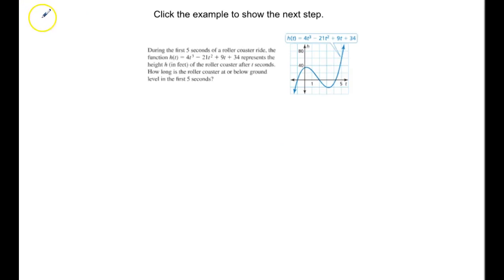Here's example number 7. So during the first 5 seconds of a roller coaster ride, the function h of t equals 4t cubed minus 21t squared plus 9t plus 34 represents the height in feet of the roller coaster after t seconds. How long is the roller coaster at or below ground level in the first 5 seconds?